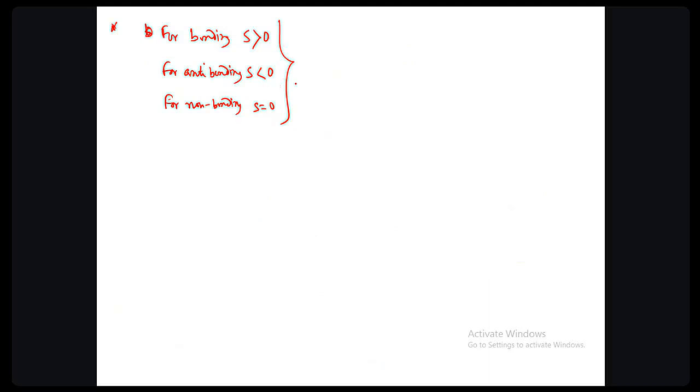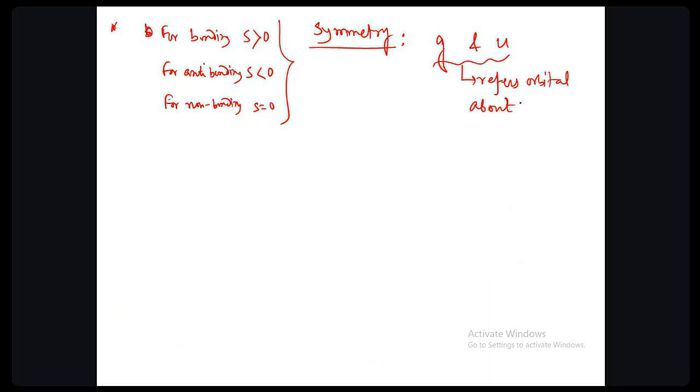This is one part of the theory. The next part is symmetry. We all know about symmetry, and from the symmetry we take two things. One is gerade, G, and another one is ungerade, U. G and U refer to the symmetry of the orbital about its center or not.